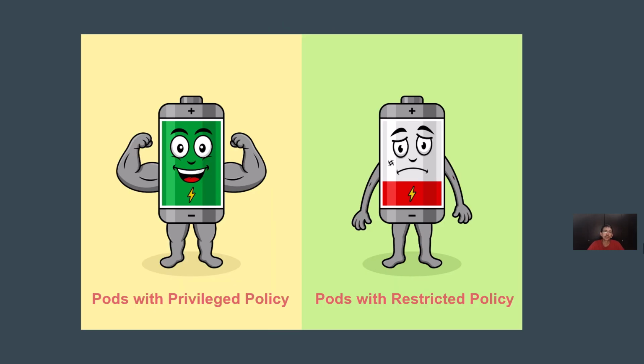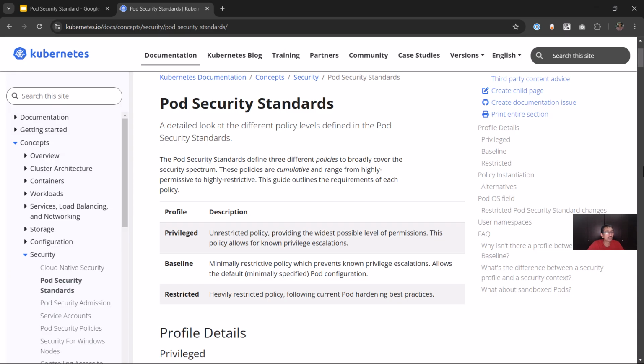Generally, when we discuss production environments and very critical workloads, ideally you should have the restricted policy. However, in a dev test environment, the privileged policy is quite good. It allows you to quickly get started. Before we proceed further, I also wanted to show you the official documentation related to the pod security standards. As we're discussing, there are three primary types of policies or profiles. One is the privileged profile, you have the baseline profile, and third is the restricted profile. Restricted is a heavily restricted policy that follows the current pod hardening best practices.